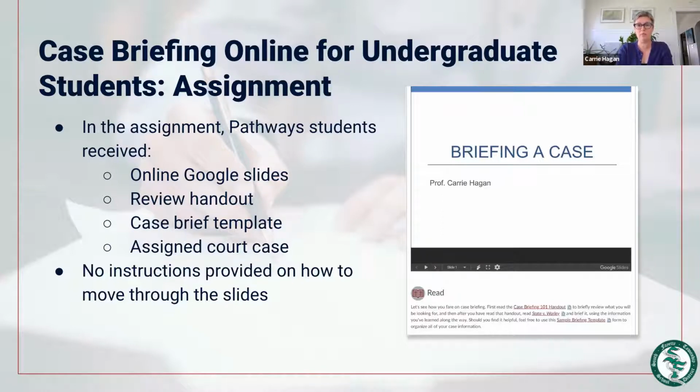Looking back, though, we realized that we didn't provide any instructions on how to move through the slides. This seems like a very small thing, but I received a lot of communication from students about how all they could see was the briefing a case slide on the very first page. And so again, it was one of those moments where you realize the little things that are needed for this sort of thing. So this is how I had set up this assignment for this initial course.